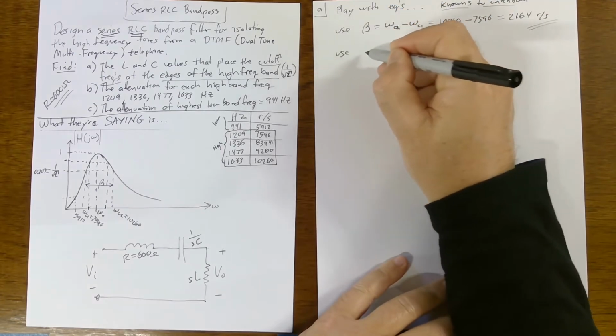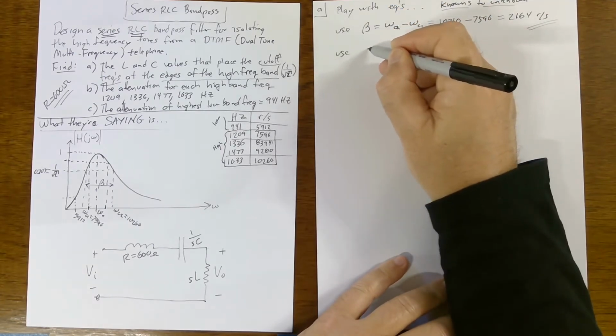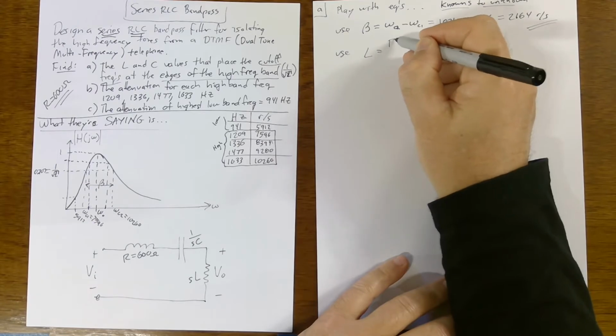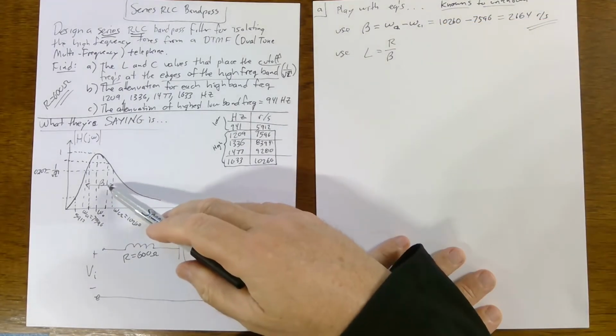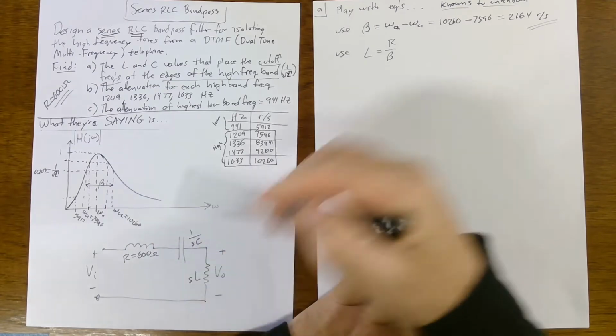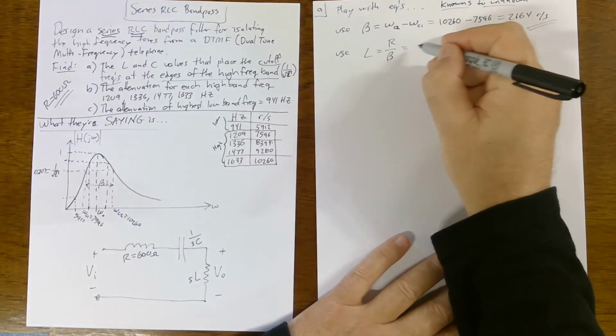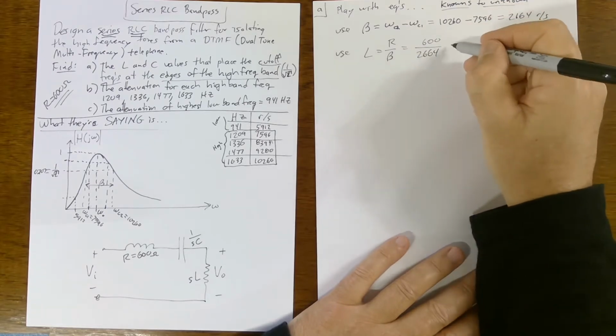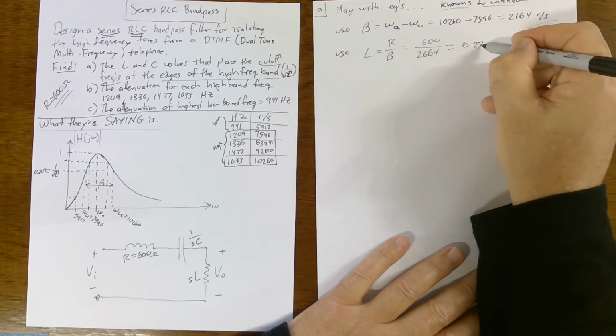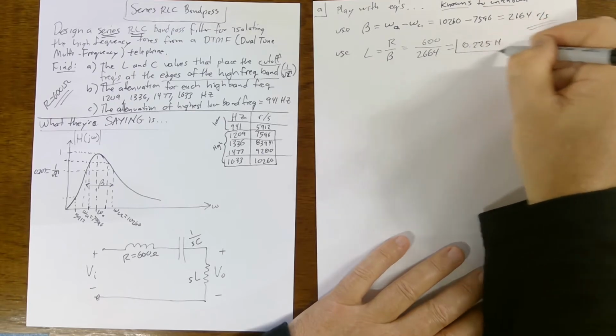And then we could use this, L is R over beta. That's one of our formulas. That's the definition of bandwidth for the series. Okay, we have this formula. So it's 600 over 2664. It's 0.225 henries so far. Pretty easy.